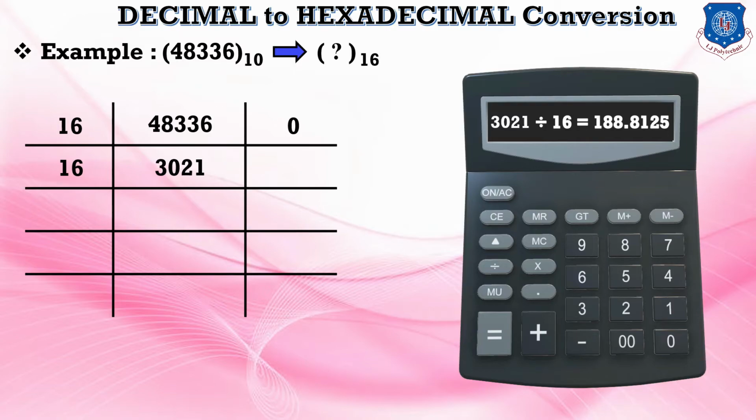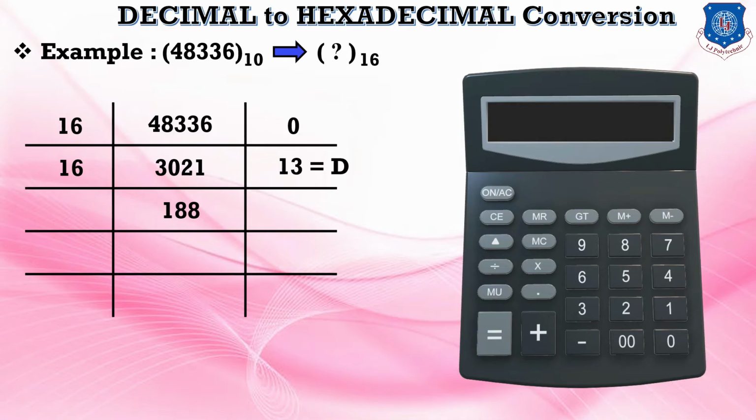188.8125 as the answer. Among this answer, 188 is considered as the quotient, and the remaining term is 0.8125. Now this 0.8125 is multiplied with 16, then we'll get the answer 13. This 13 becomes the remainder. But as we discussed earlier, we can't use a double digit as a hexadecimal digit. So we replace 13 with the alphabet capital D.